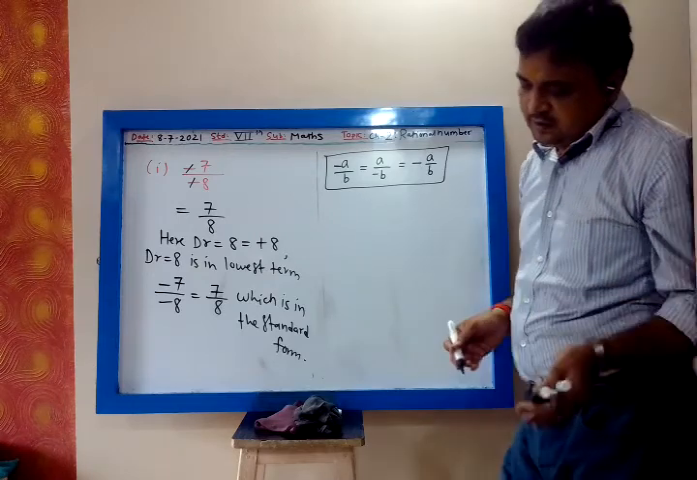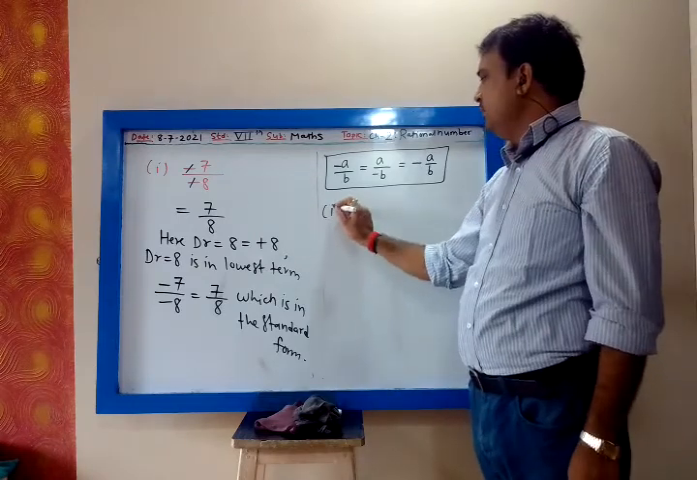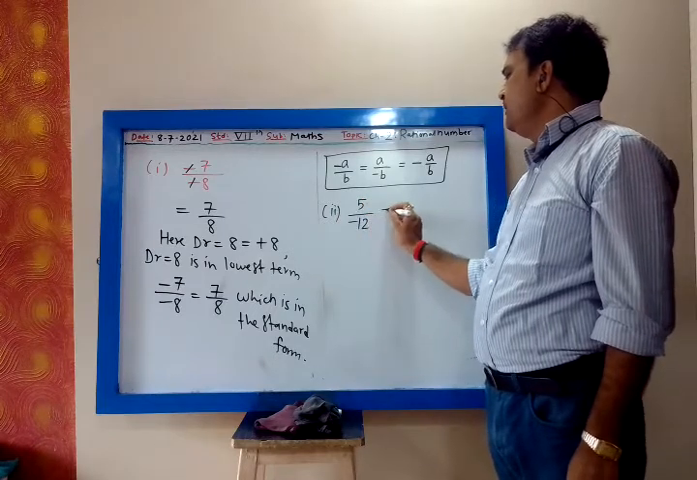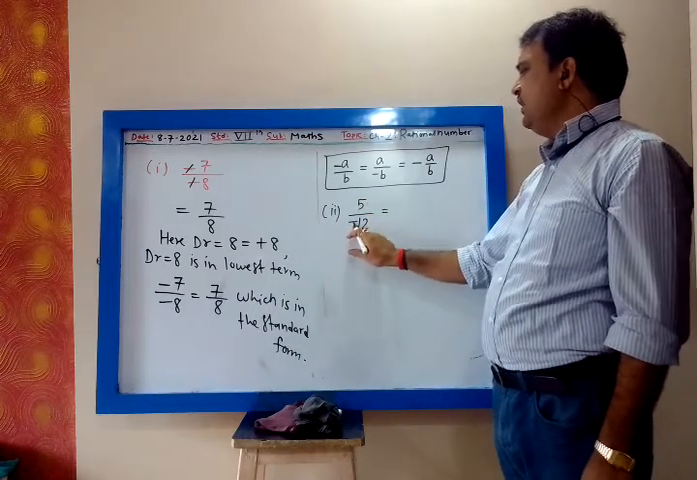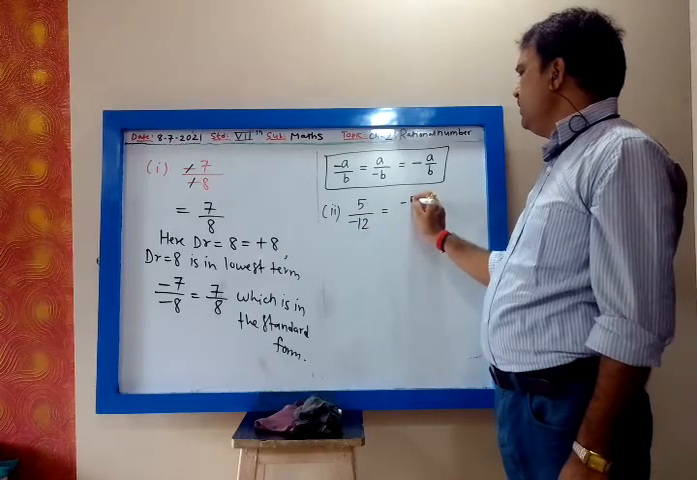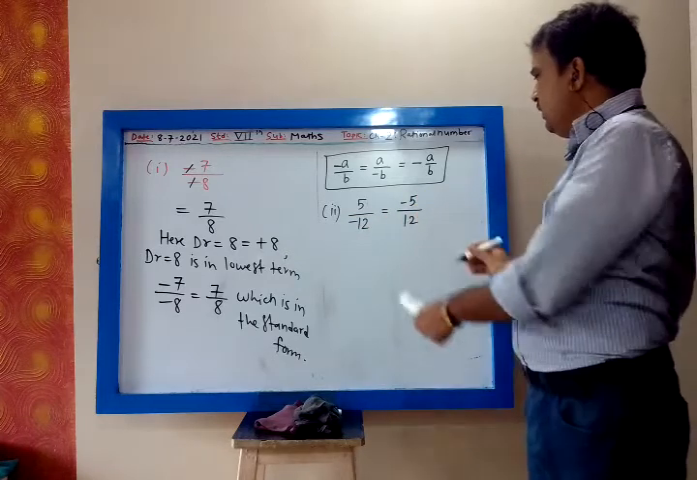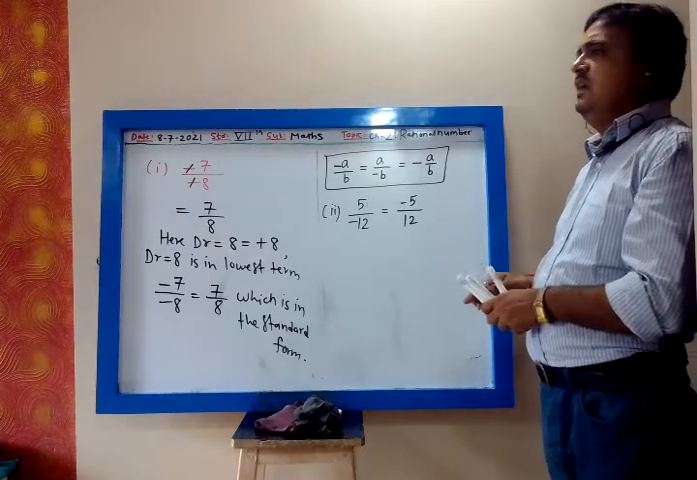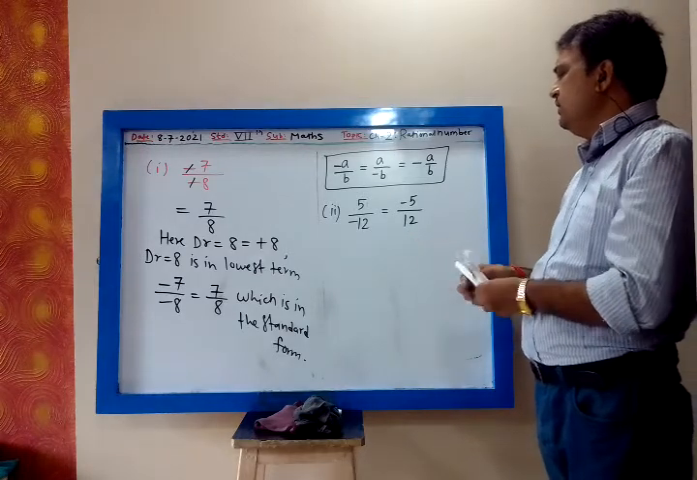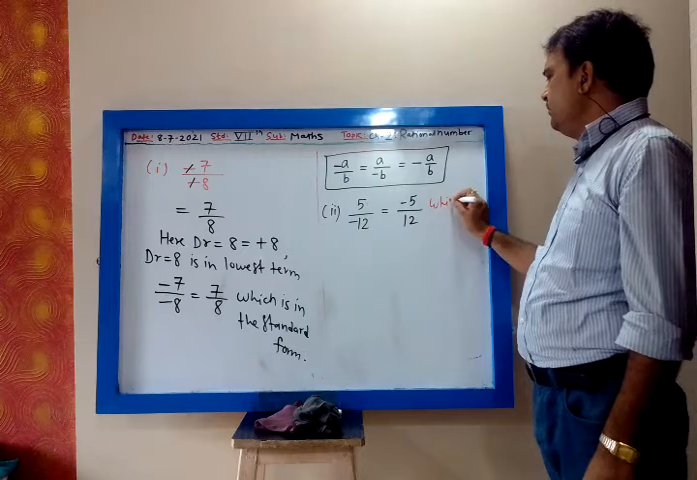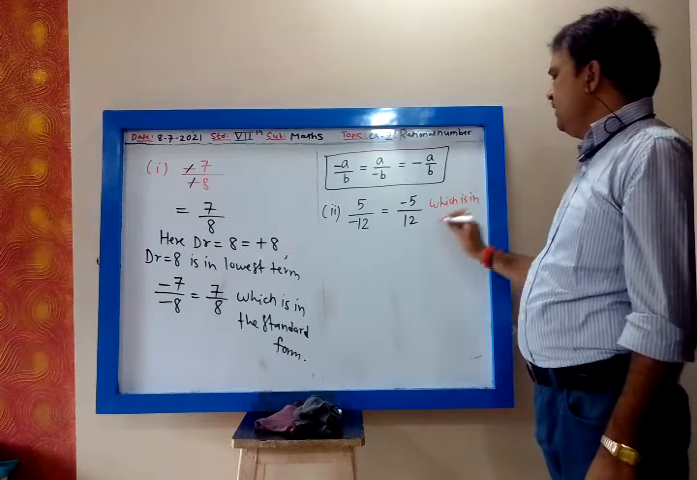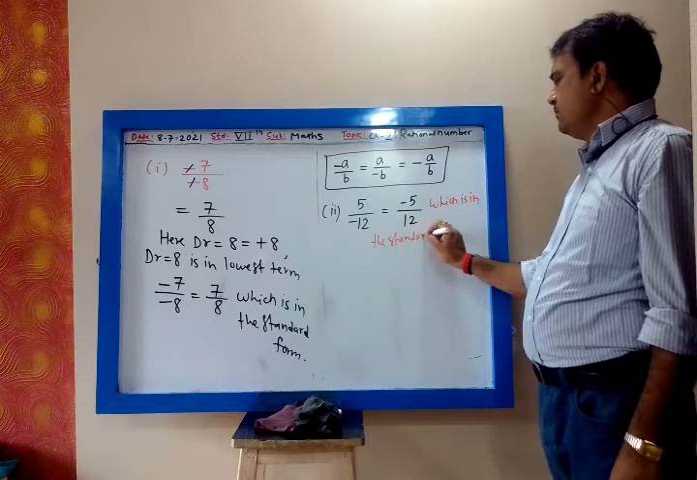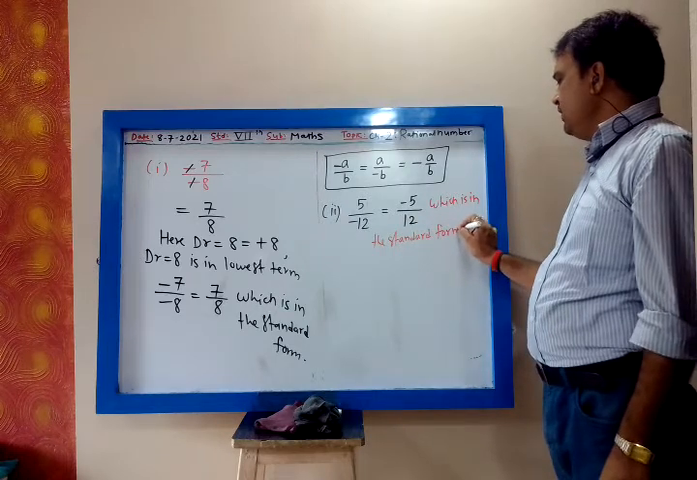Okay. So second, it is 5 upon minus 12. What you can do is take the minus of the denominator in the numerator, that is minus 5 upon 12. Now can you cancel 5 and 12? No. We cannot cancel 5 and 12. So 12 is in the lowest form and 12 is positive. So write down, which is in the standard form.